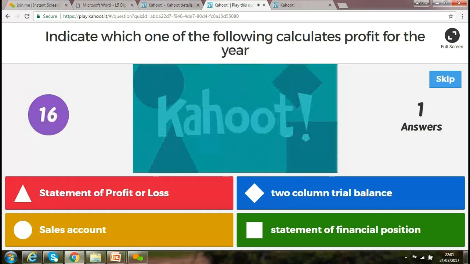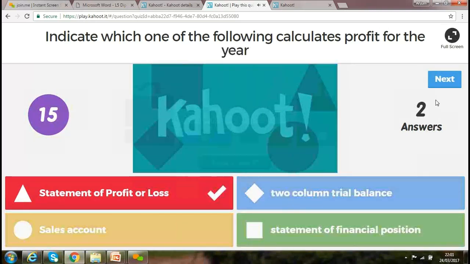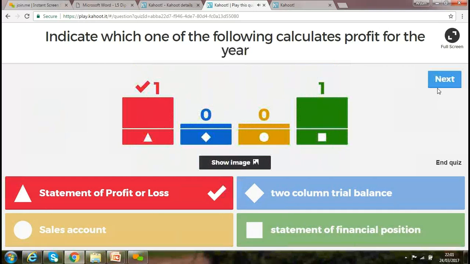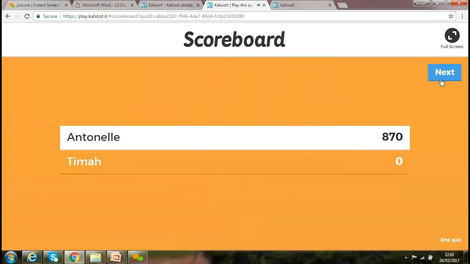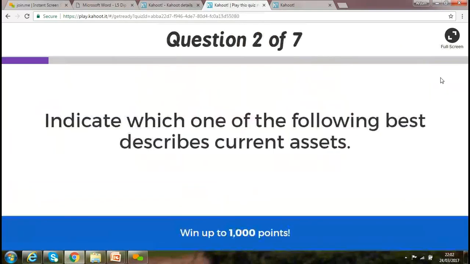Come on, 1% left. It's there. Profit and loss. Because a statement of profit and loss, or we call it the income statement, shows profit and loss. Yes, and we calculate profit by using this statement. So what's the answer? Statement of profit and loss.